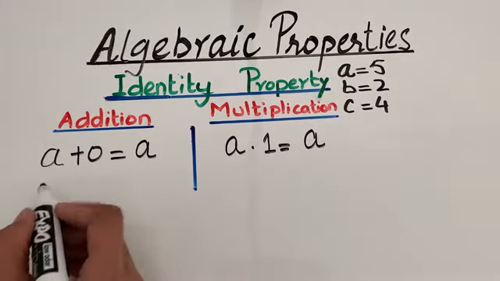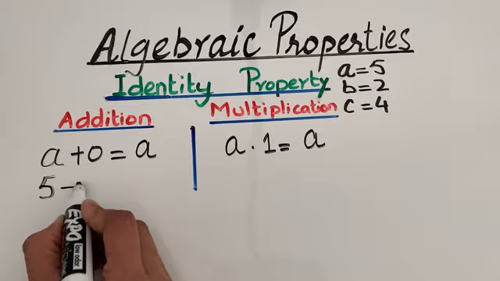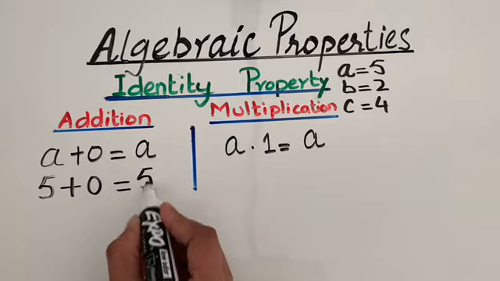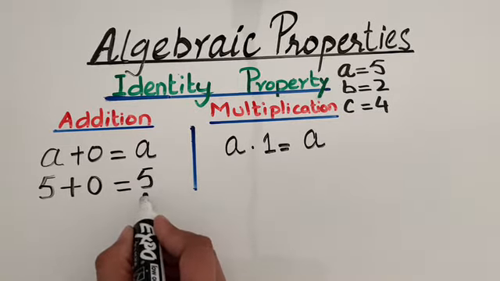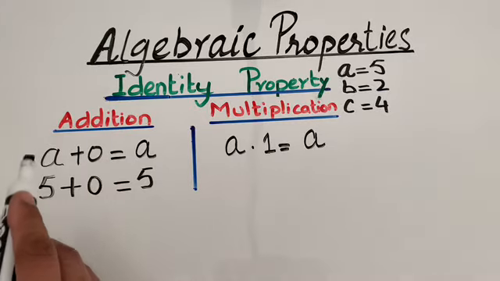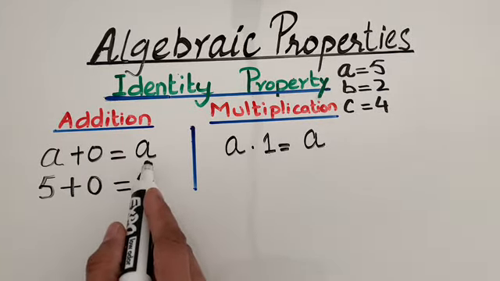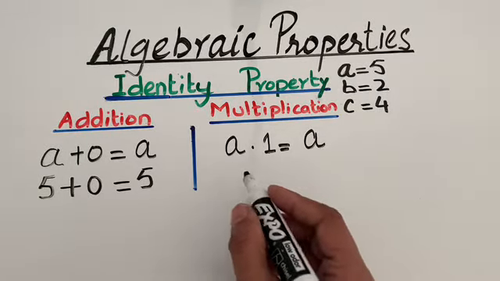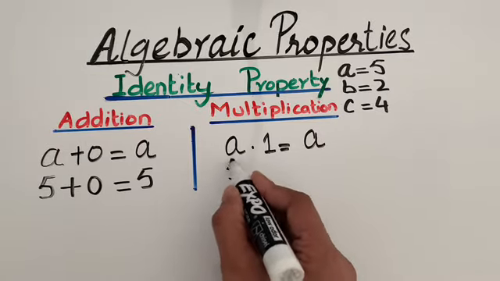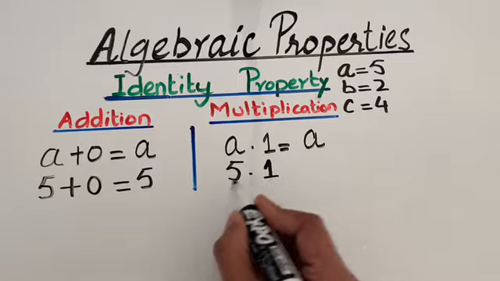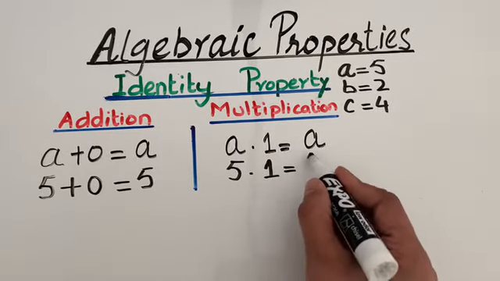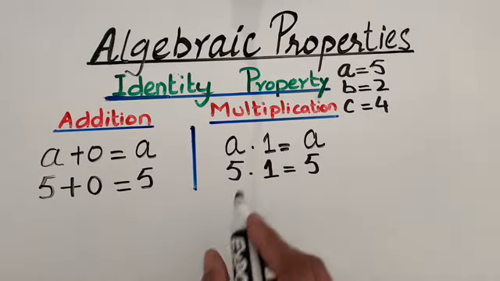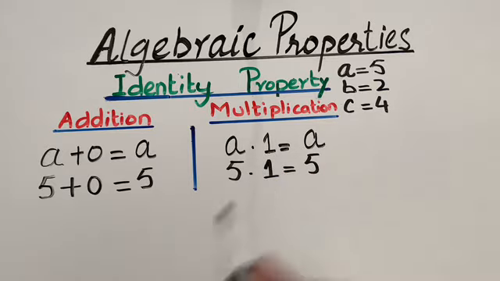A is 5, so I'm going to put it here. 5 plus 0 is equal to 5, which is also equal to A. So this proves the identity property of addition: A plus 0 is equal to A. Now let's substitute the value over here and see how it works. A is 5. 5 times 1 is 5, so it's equal to 5. So this shows the identity property of multiplication: A times 1 is equal to A.